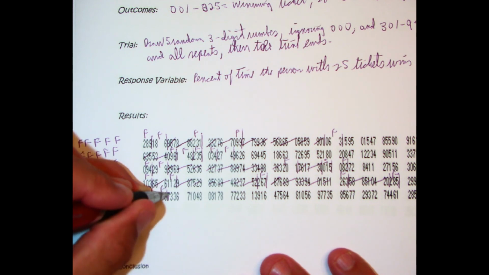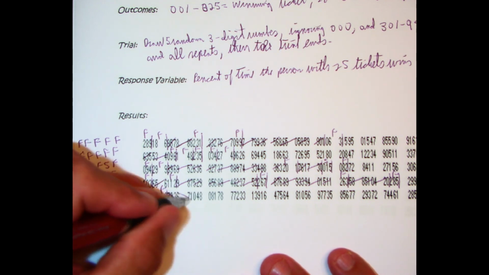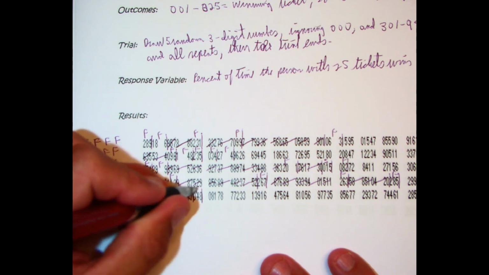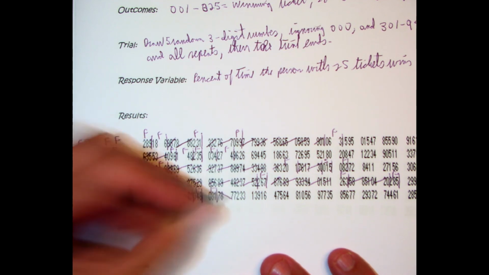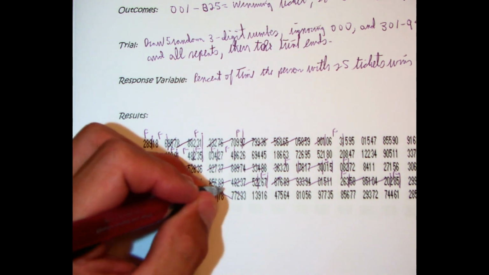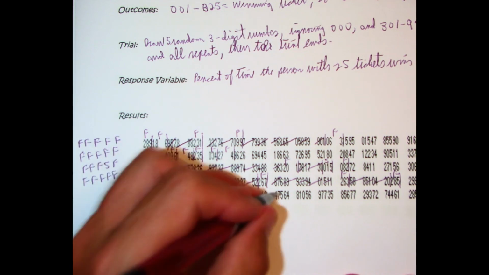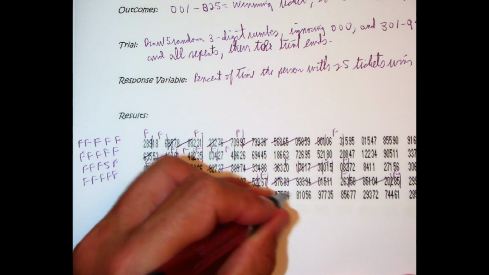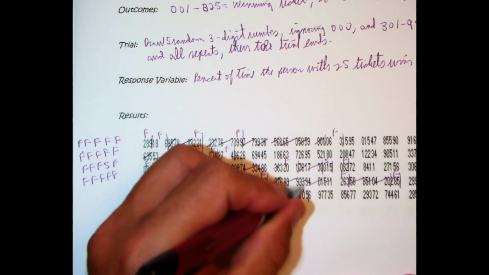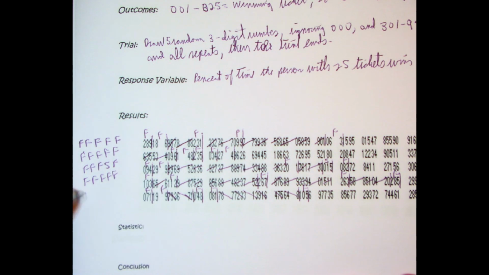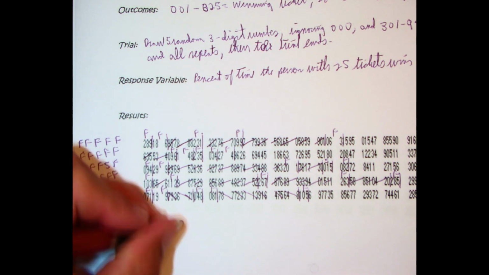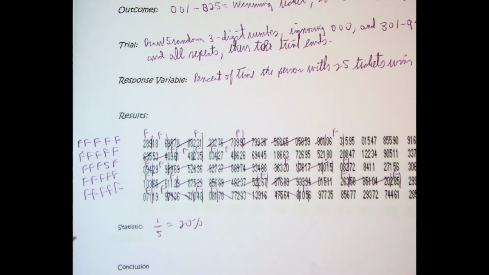199 is a failure. 733, ignore it. 671, ignore it. 048 is a failure. 081 is a failure. 787, ignore. 723, ignore. 313, ignore. 916, ignore. 475, ignore. 648, ignore. 105 is a failure. 1, 2, 3, 4, 5. So this person, on five of our trials, won once. So that's 1 out of 5, and that's 20%. They only had to win once.